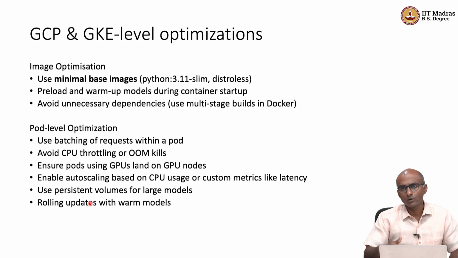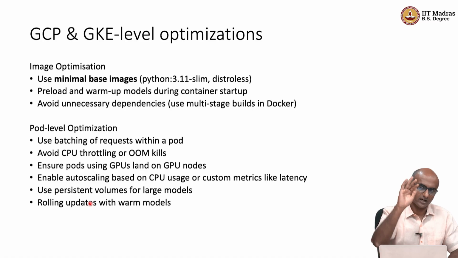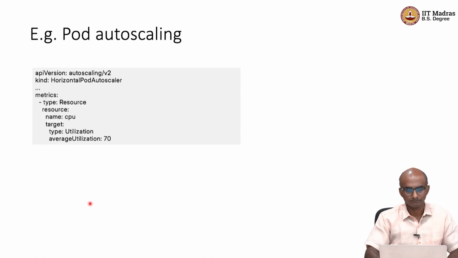Then finally, rolling updates are a great way to get models warm in different pods as the pods go through their own life cycles. So some of these optimizations are potentially advanced for this course, but I'm just mentioning this here because you should think about it as layers at which the optimizations are possible. Some of them are general purpose, some of them are more specific to the infrastructure choices that you make.